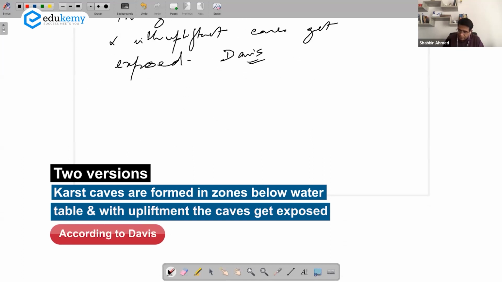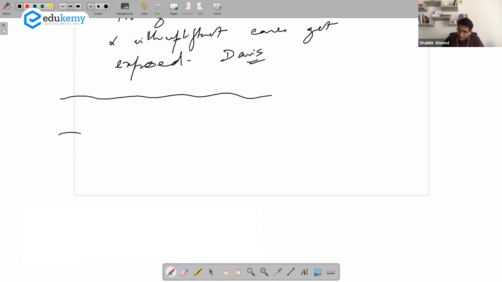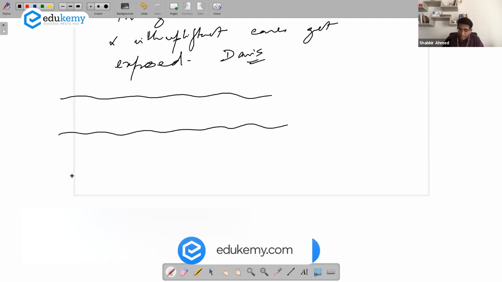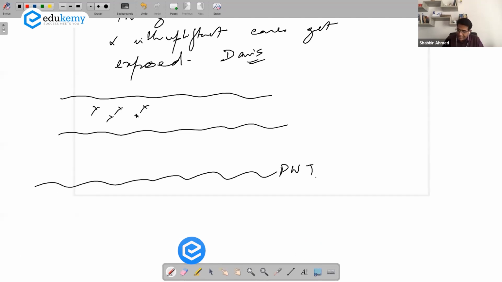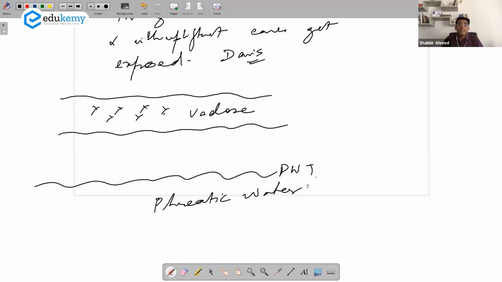This is the idea of Davis. What he's saying is, this is the ground, this is the Vadose zone, and this is the permanent water table. This is the zone which is unsaturated. This is the Vadose zone, and this is the phreatic water. I'm discussing how the Karst caves are formed. What Davis says is the Karst caves are formed in the permanent water table and below. So they are formed somewhere here, by the underground water.